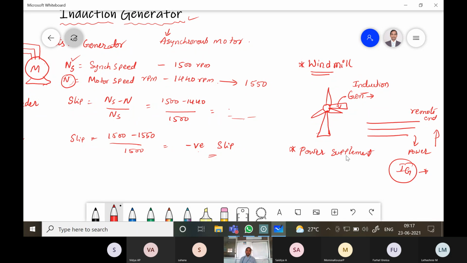Power supply element in the receiving end of a weak transmission line.